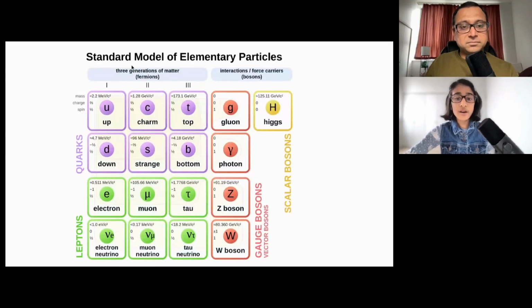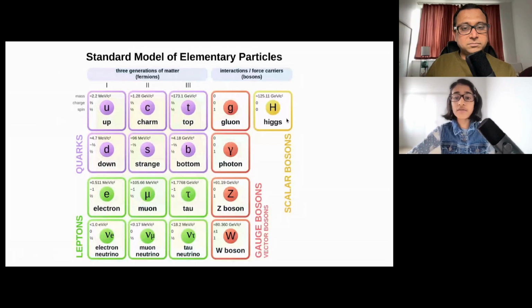So the standard model of elementary particles has two categories: fermions, which are the three generations of matter, and bosons, which are the force carriers. So here we have the quarks, which we spoke about in an earlier episode, and we have the leptons, and electrons are actually leptons, and that's for the fermions. Then the bosons, we have gluons, photons, Z bosons, and W bosons.